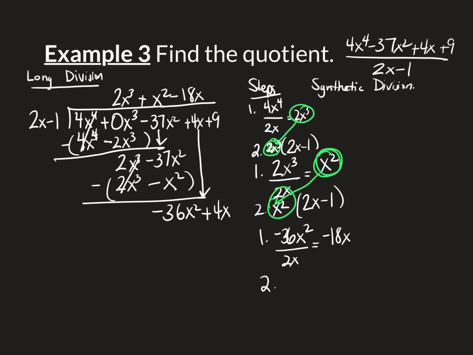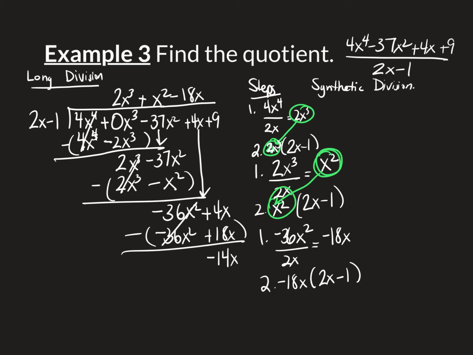Then you multiply negative 18x times the divisor. That would be negative 36x squared plus 18x. Then you subtract. Negative 36x squared minus negative 36x squared is 0. 4x minus 18x is negative 14x. Then finally bring down plus 9.